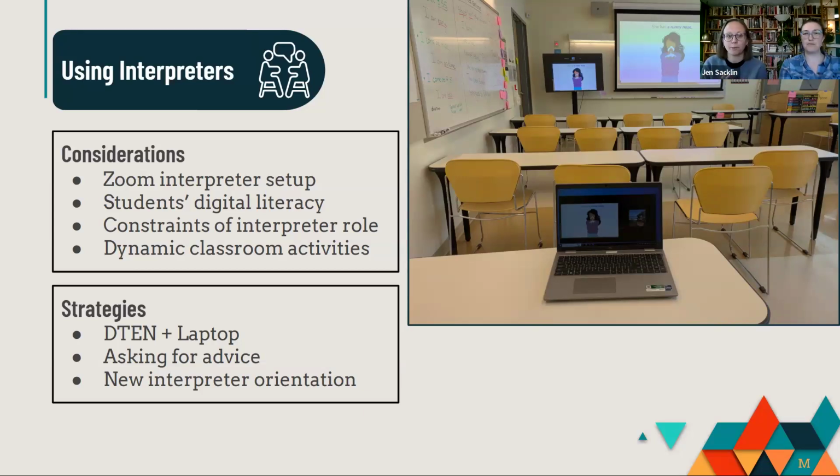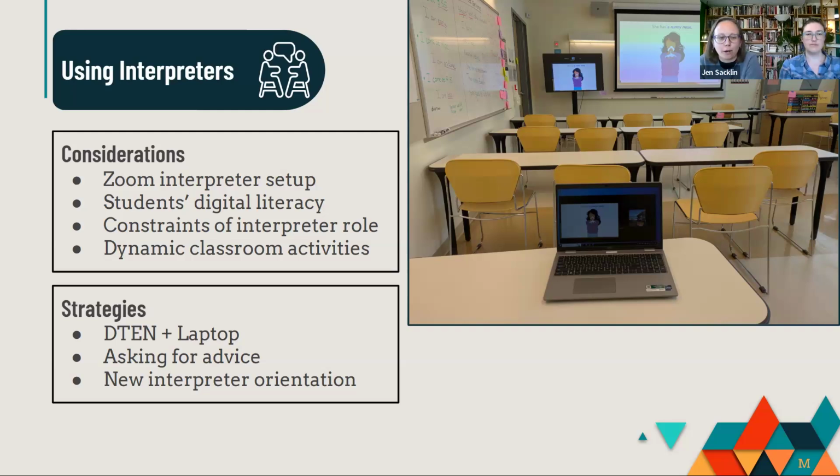First, the Zoom setup that Jen just went through. Secondly is a student's digital literacy skills. Are they going to be able to play any part in setting this up, or is this going to be a teacher responsibility? The other piece that we found is we've actually been able to enhance students' digital literacy skills by giving them a little bit more responsibility with this setup as they've grown in the class.